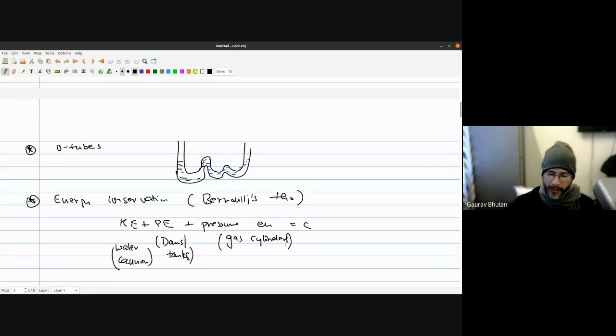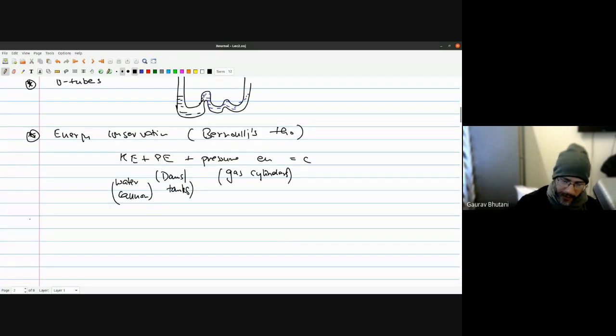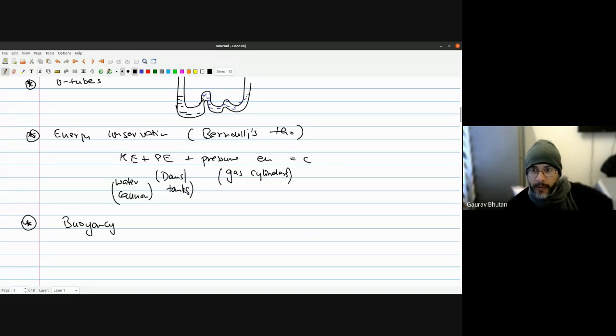So for ideal fluids, that is the fluids that have no viscosity, you can balance these over a streamline. That is what you have learned till now. So you have applied this for solving many different problems as well. The other idea that you have learned about is Archimedes' principle, or the idea of buoyancy. So you have learned that if you go into a swimming pool, you feel lighter. So the idea of apparent weight.